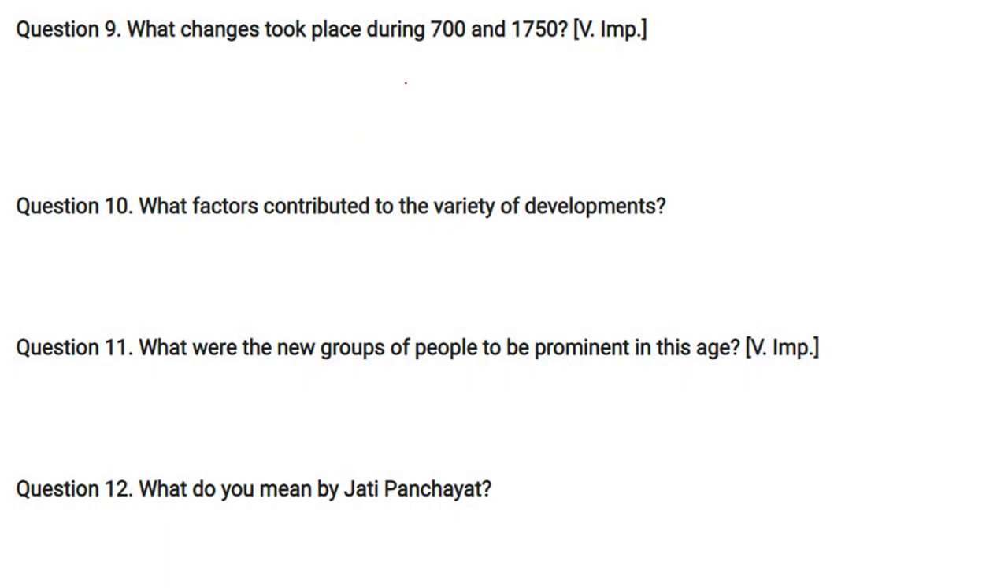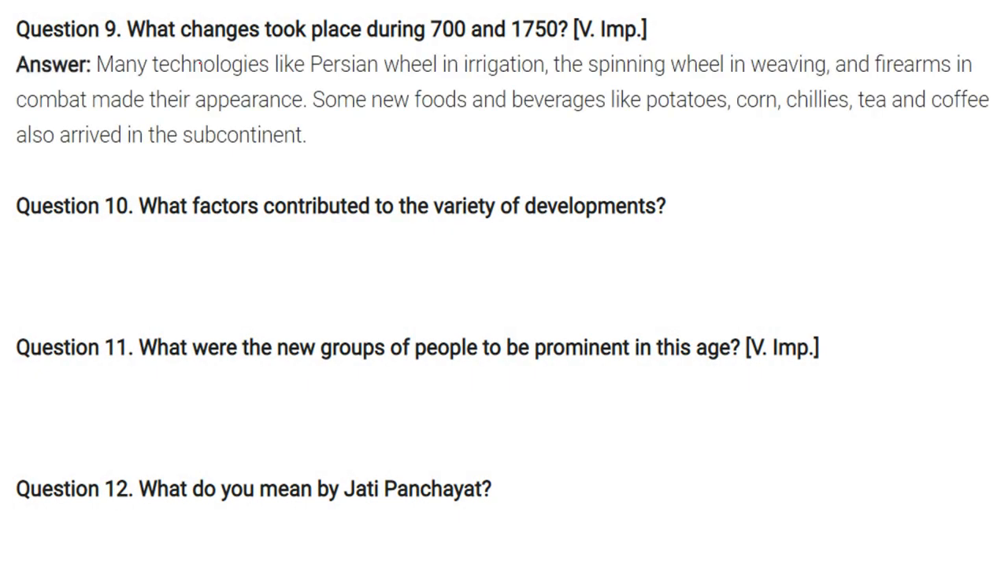What changes took place between 700 and 1750? So many technologies like the Persian wheel in irrigation, the spinning wheel in weaving, and the firearms in combat made their appearance. Some new foods and beverages like potatoes, corn, chilies, tea and coffee also arrived in the subcontinent.